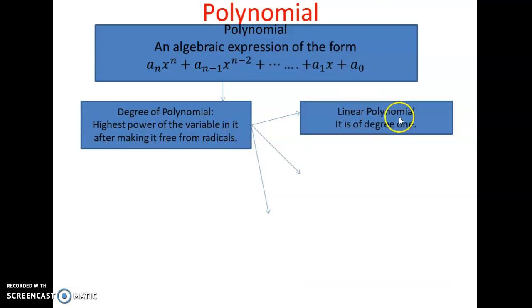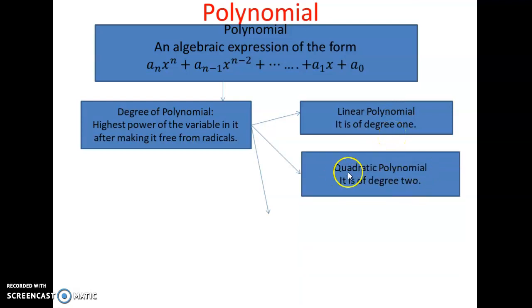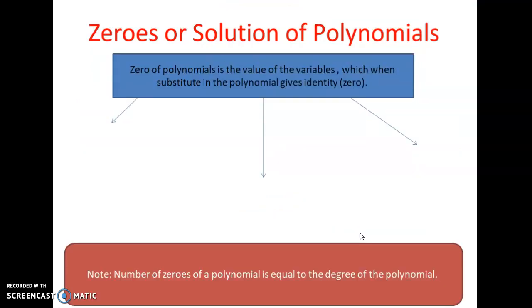Okay, what is a linear polynomial? If the degree is 1, it is a linear polynomial. If the degree is 2, then it is known as a quadratic polynomial. If the degree is 3, then we can say that it is a cubic polynomial.